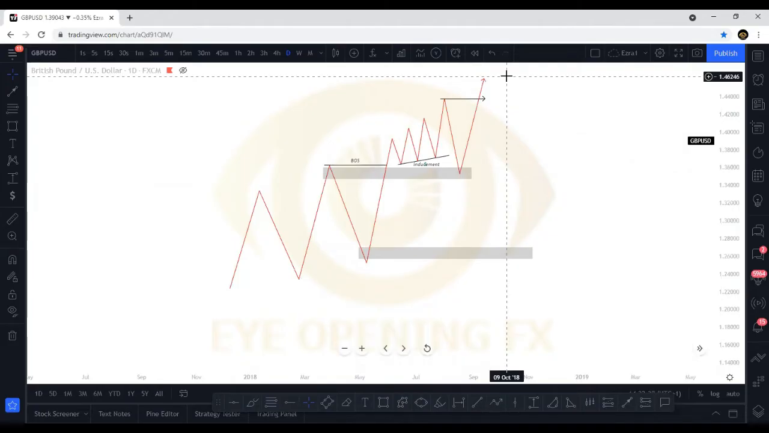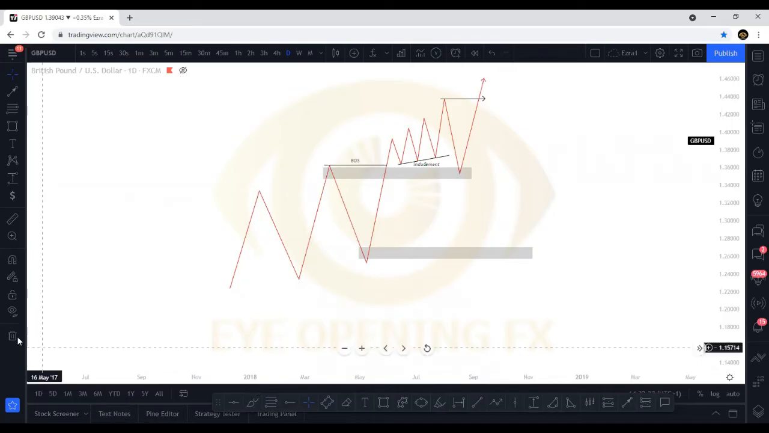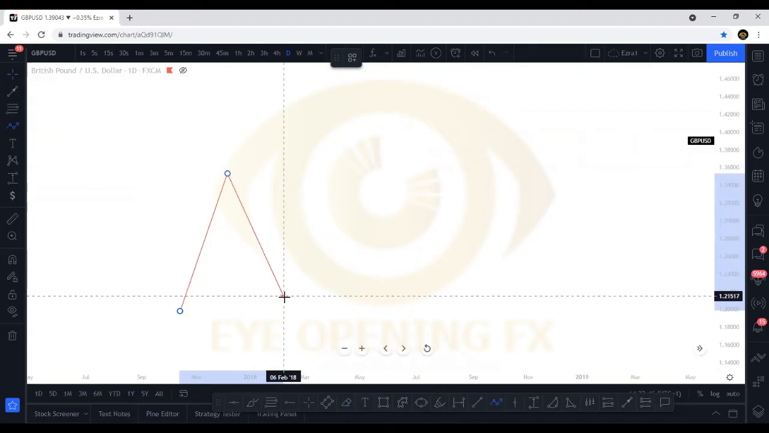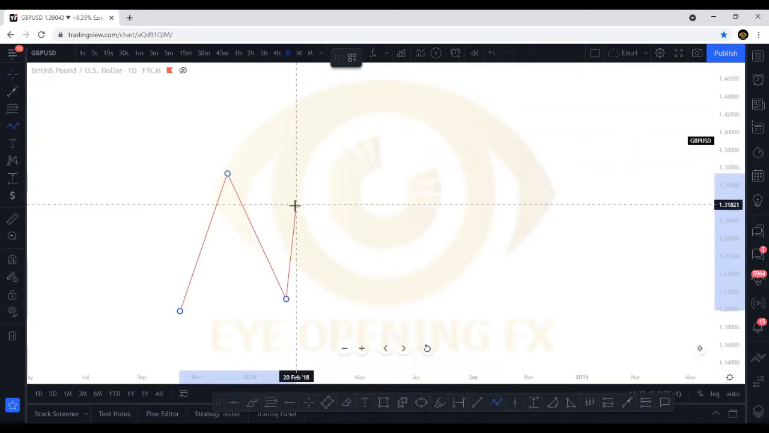Now the second one in this inducement is what we call primary inducement. So this first one that we discussed is what we call model 2. Primary inducement is model 1. Now, what do we mean by primary inducement? After the market creates a high, it creates a low. It creates now, before creating this, okay, let me use this.